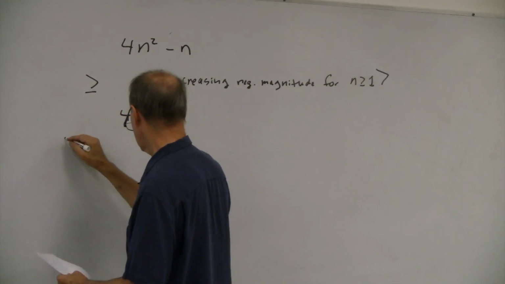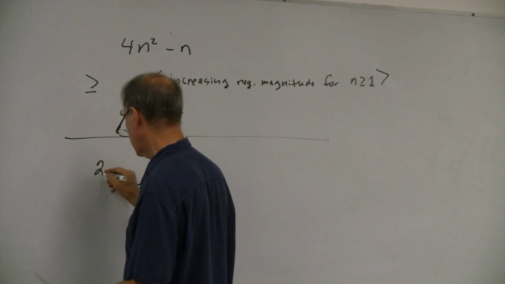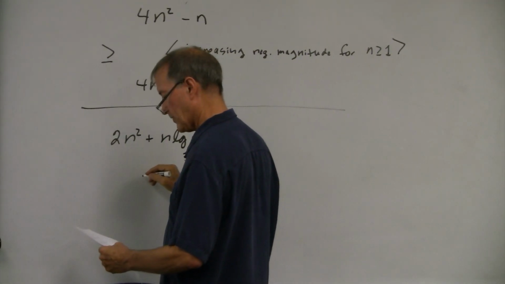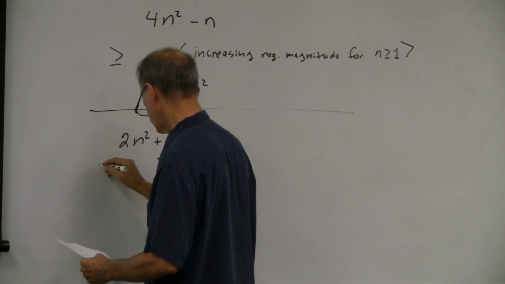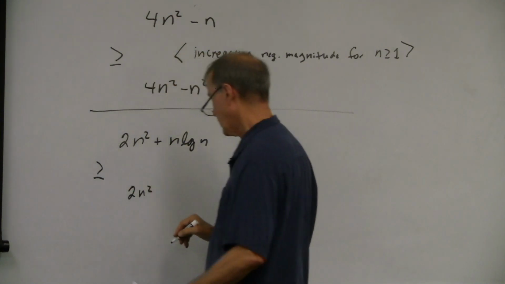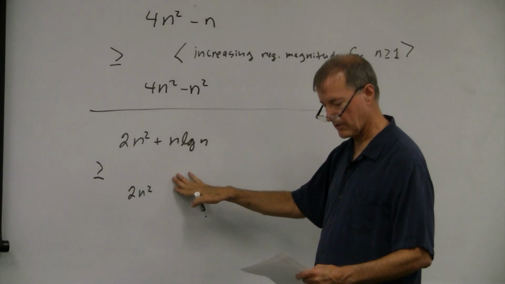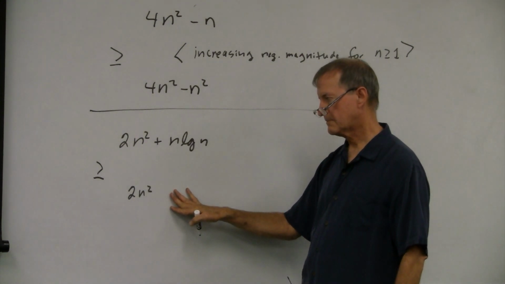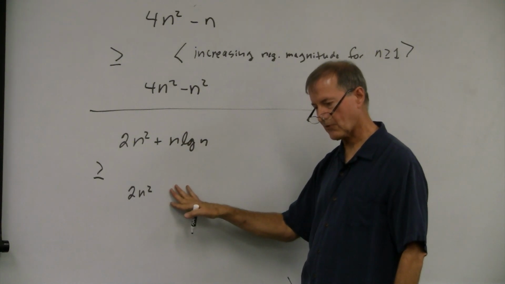Suppose we say 2n squared plus n log n. And we want this to be greater than or equal to 2n squared. In order for this to be greater than or equal to this, is this for all n or what? That's the question. Is this true for all n?